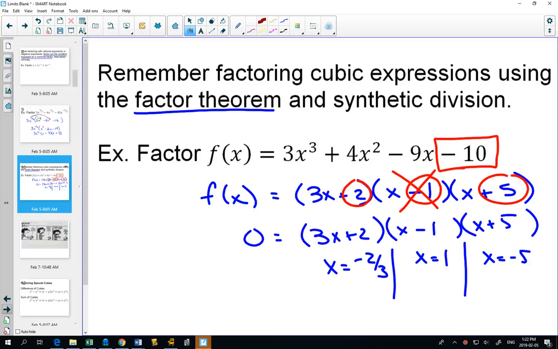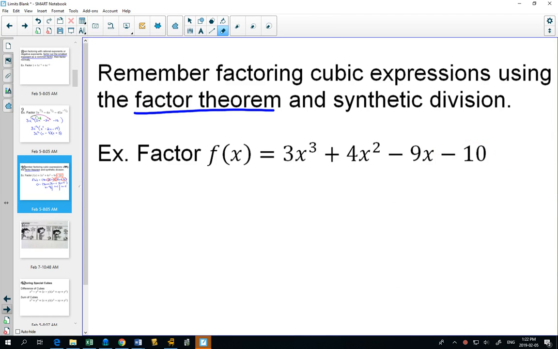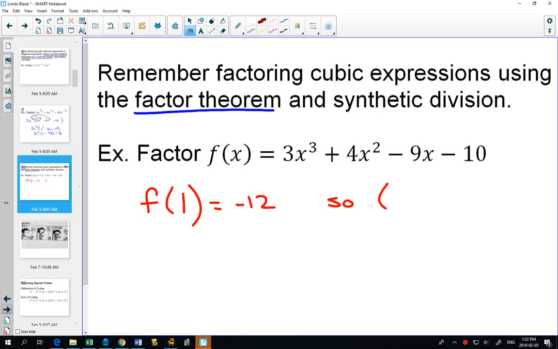So when we use the factor theorem, we take that idea and work backwards. I already talked about trying positive 1. And when I plug positive 1 into f of x, I get 3 plus 4 minus 9 is negative 2 minus 10 is negative 12. So that tells me that x minus 1 is not a factor.